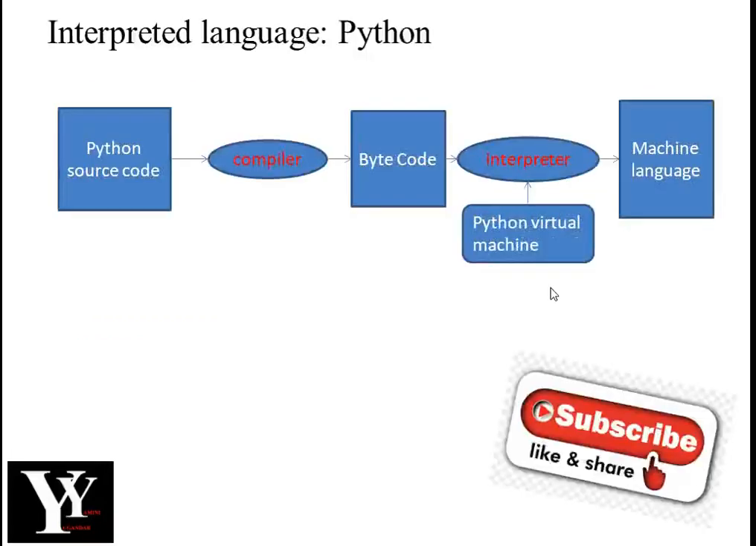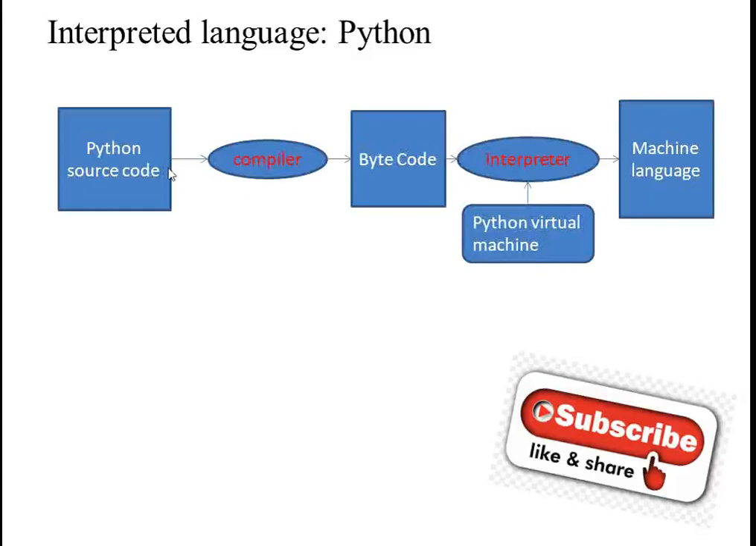Now we will see what is interpreted language. Okay, Python is compiled as well as interpreted language. In Python, when you are working with Python file, it first gets compiled to give you bytecode, and that bytecode will be interpreted by Python virtual machine to give you machine code or machine understandable format.